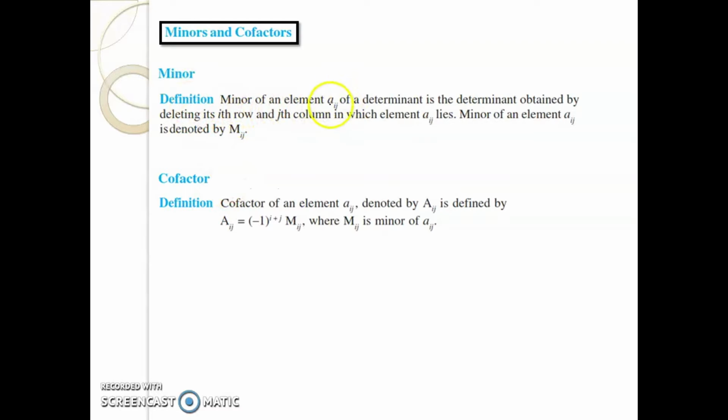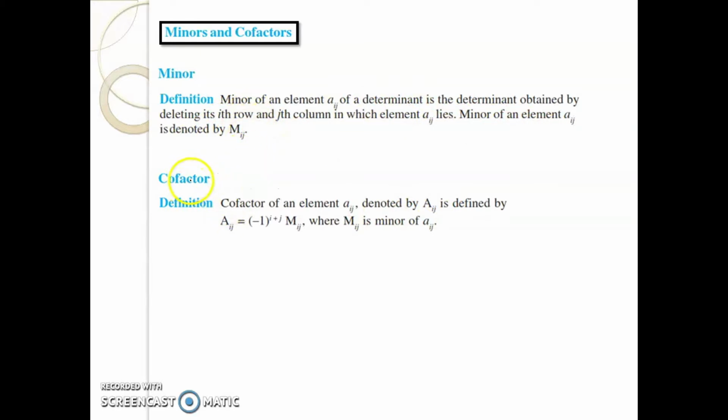Minor of an element Aij of a determinant is the determinant obtained by deleting its ith row and jth column in which Aij lies. For which element we have to find the minor, that ith row and jth column we will delete, and for the rest of the determinant we will calculate. Minor of an element Aij is denoted by Mij, right?